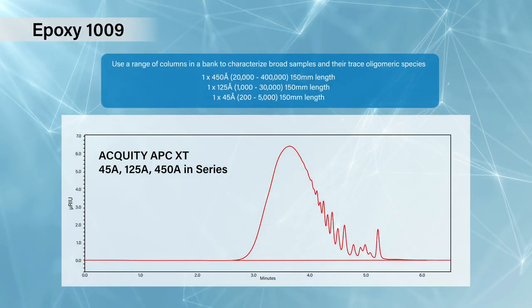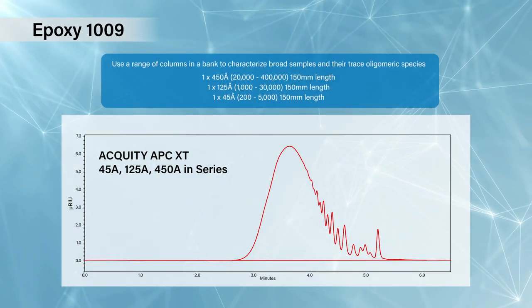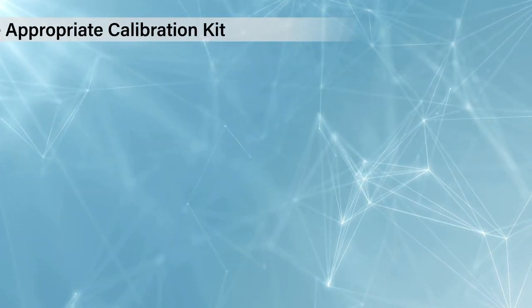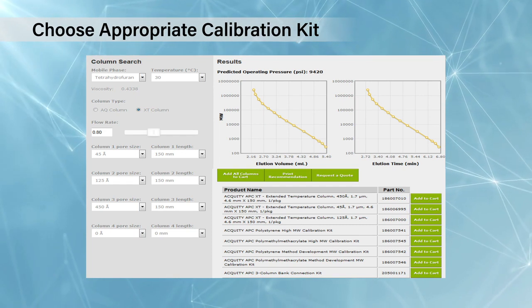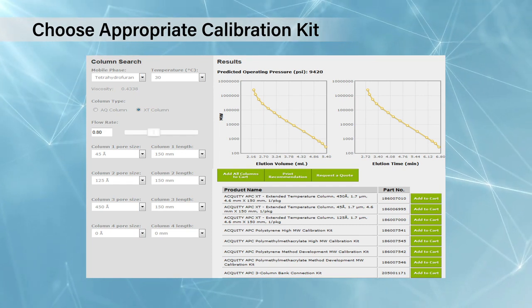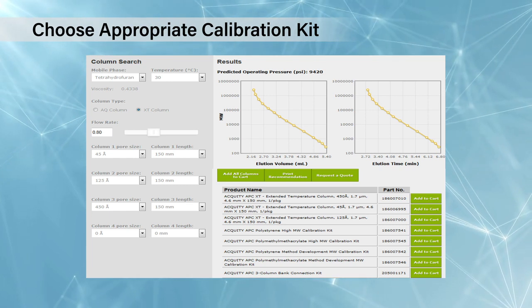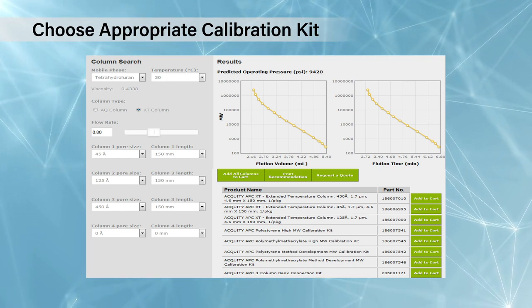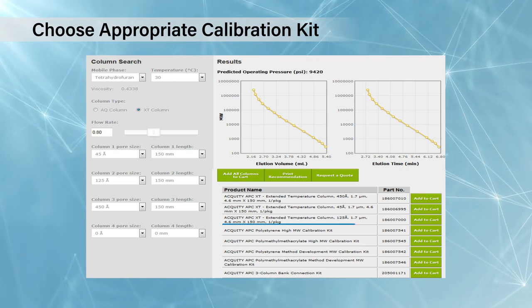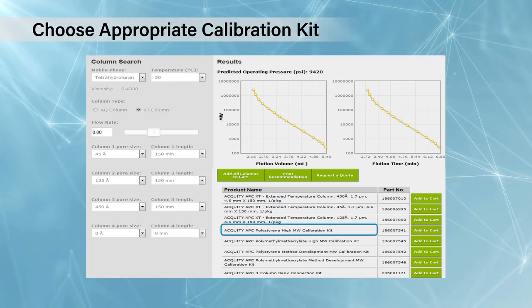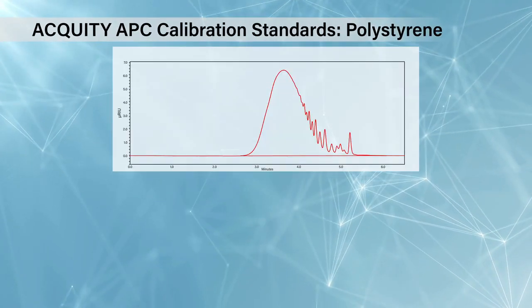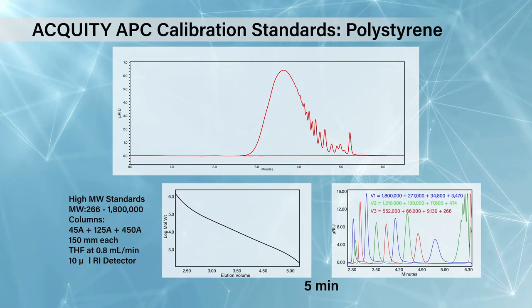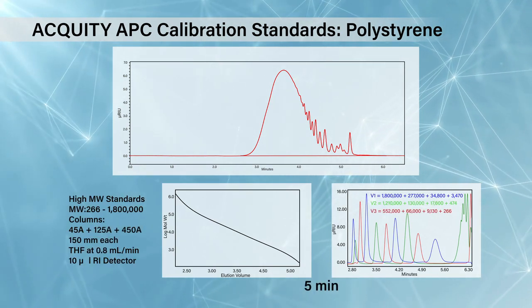So going back to the polymer that we brought up earlier, the epoxy polymer, and looking again at the APC column selector tool, it also shows you what calibration kits are suitable. So you have polystyrene, PMMA. Depending on what solvent you choose and depending on what bank of columns you have, it'll suggest both the chemistry and also which type of kit which is optimized for your column bank. Here we have selected a polystyrene calibration, the most common type of standard for THF-based polymer chromatography.